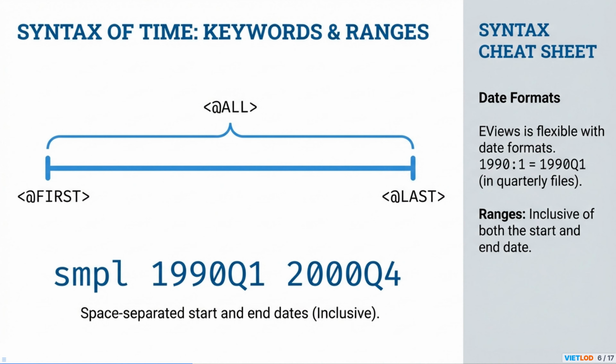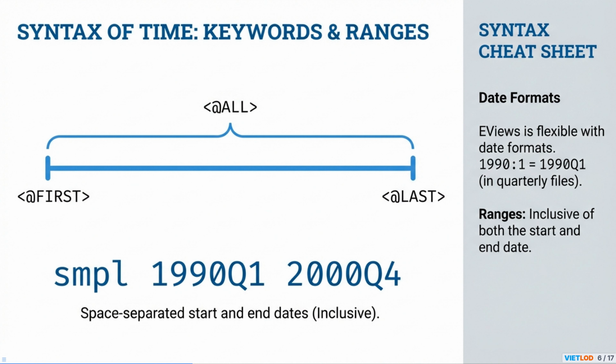When using the command line, you define a date range with a start date and an end date, separated by a space. The range is inclusive, meaning both the start and end dates are included in the sample. EViews is very flexible with date formats. For quarterly data, you can write 1990 Q1 or 1990:1, and EViews will understand both.